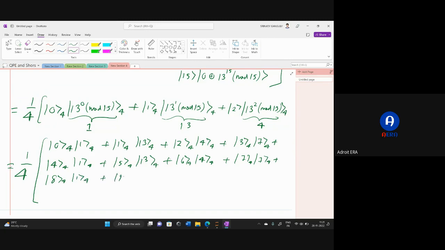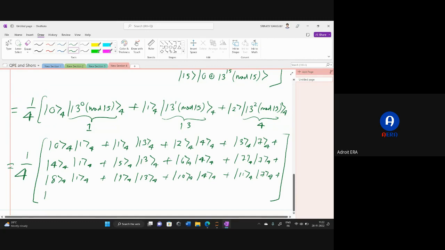Then 9, then 10, right? And then 11, right? So these are all those terms which I was not writing earlier. Now I am writing them all together. Oh, these are all those terms. Okay, and this is going to be closed here. So this is the last one.